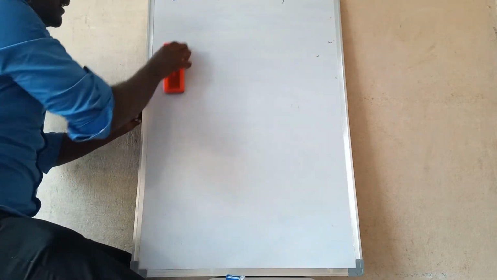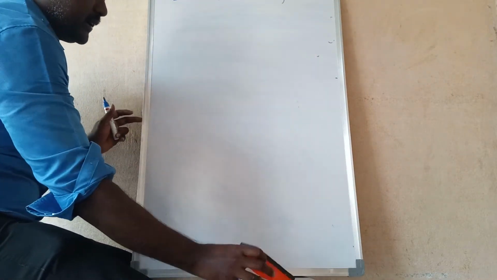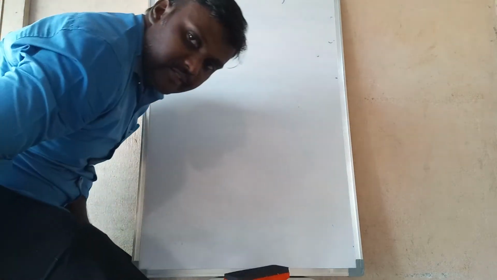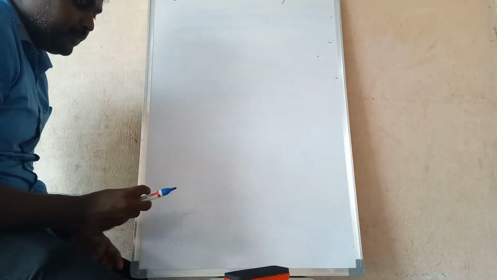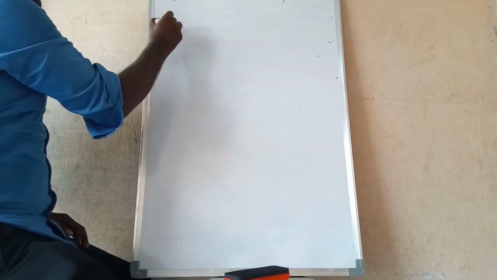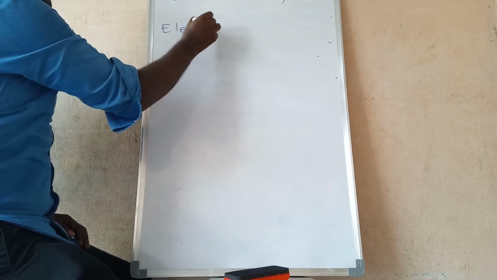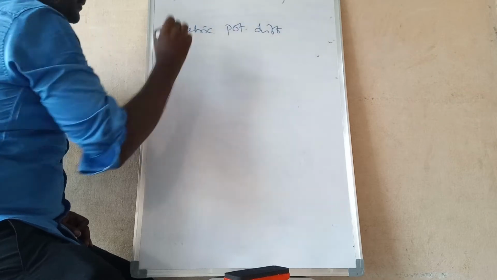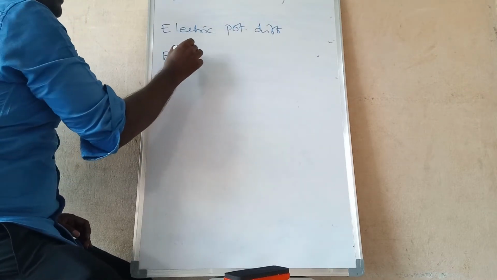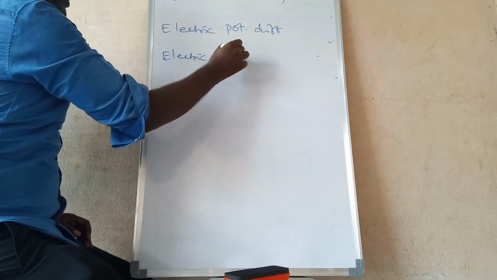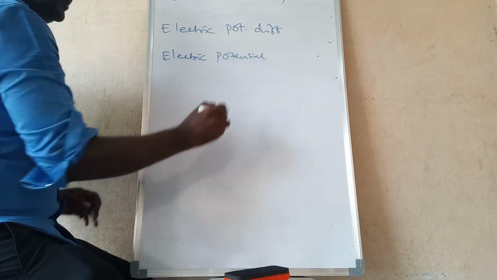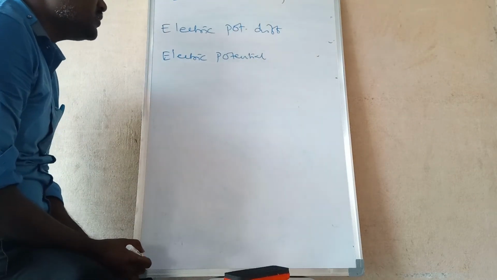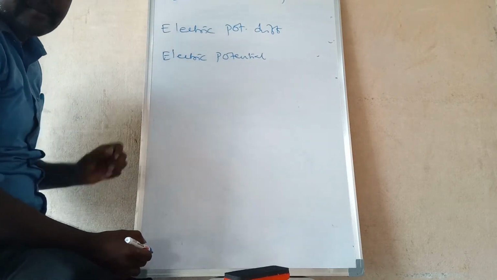So first of all, we'll concentrate only on the electrostatic potential, and subsequently we'll go to capacitance. Okay, and next one, we'll define electric potential. Up to now I defined potential difference, and now we are going to learn electric potential. If you understand electric potential difference, you can easily understand what you mean by electric potential.